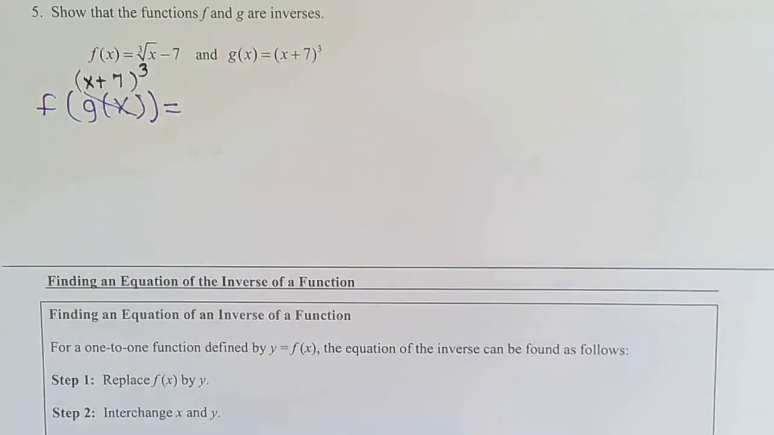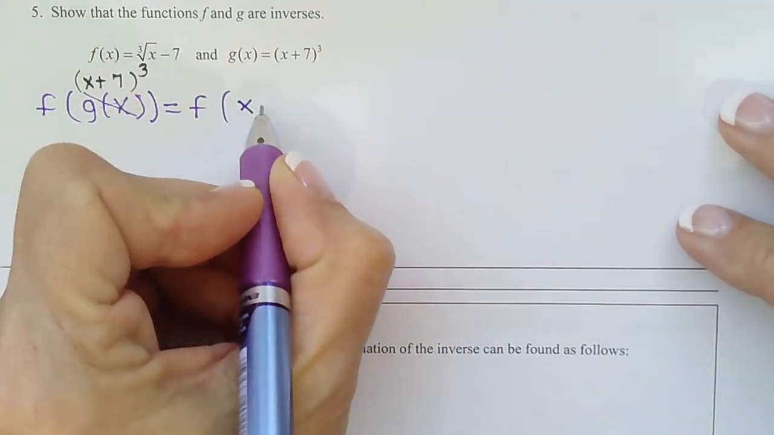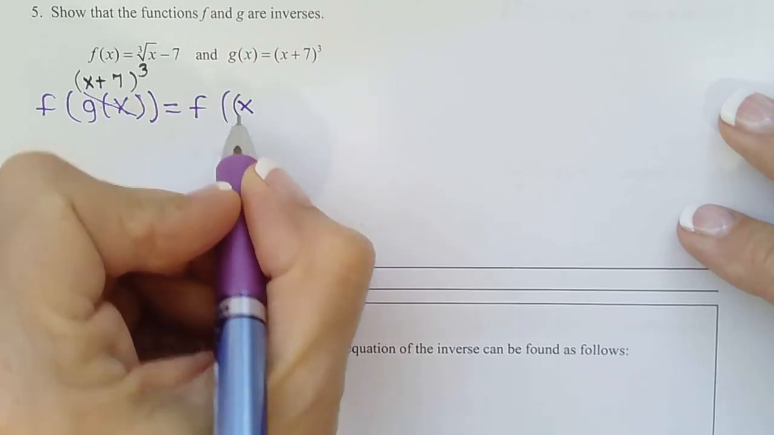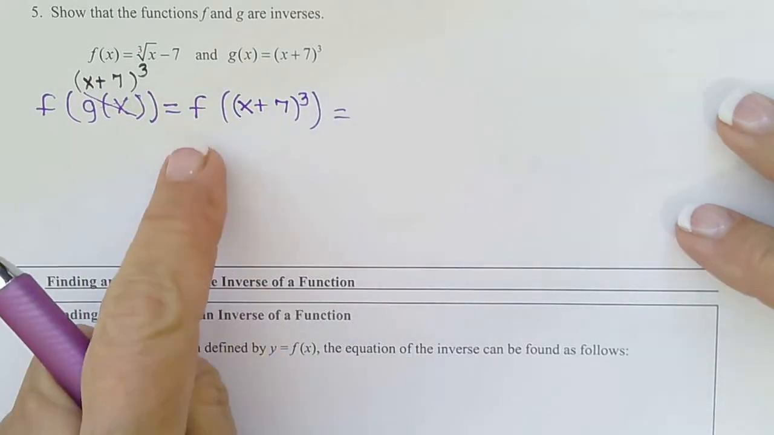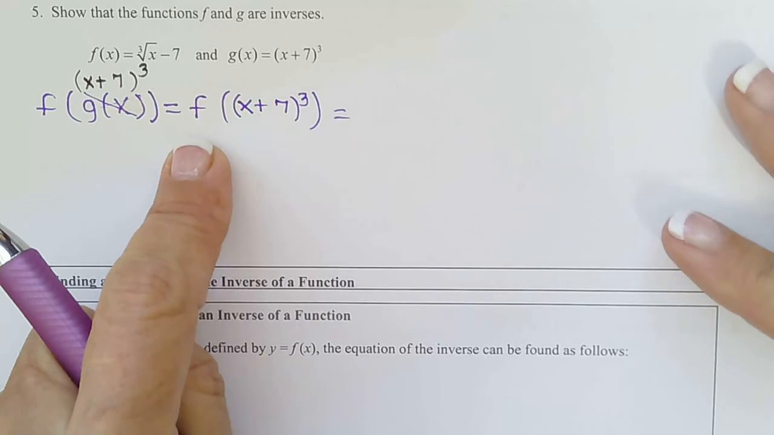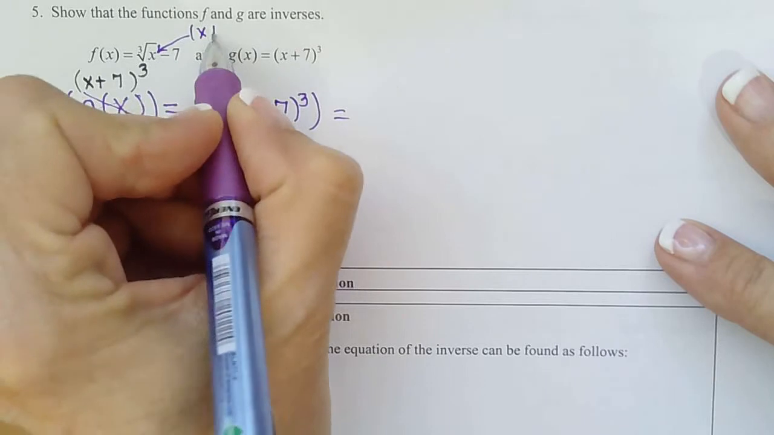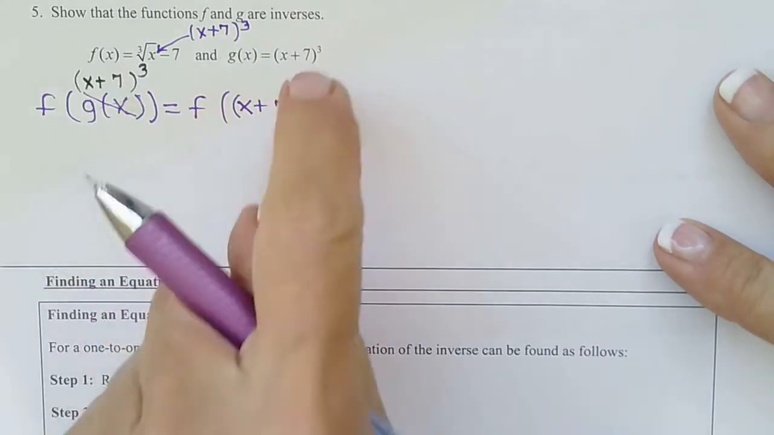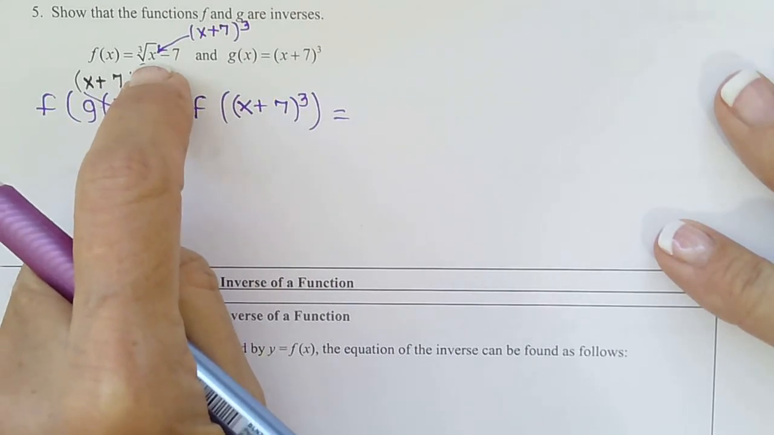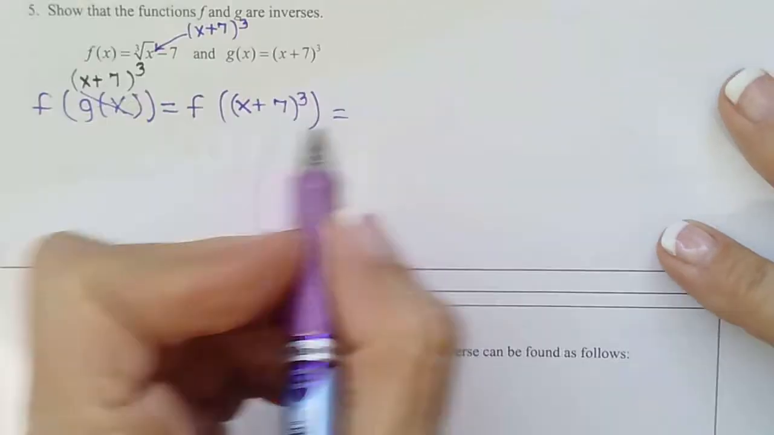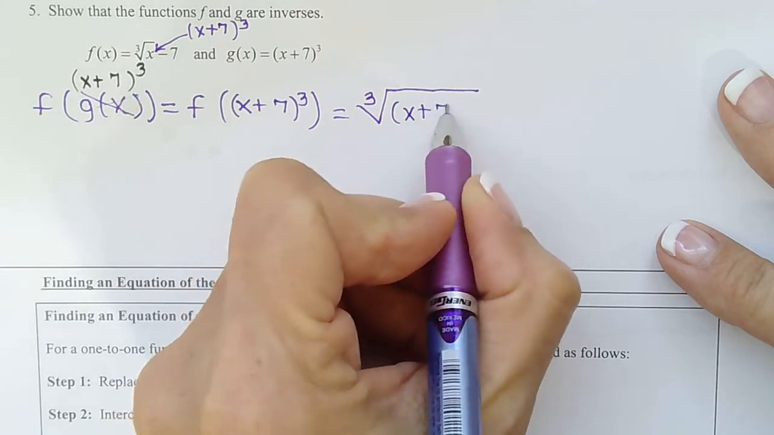So what we're really finding is what is f of (x plus 7) cubed. Whoops, I need a separate parenthesis, don't I? So this means go into f. Wherever I see an x, plug in that quantity, (x plus 7) cubed. So really what I'm doing is taking g and plugging it into f. That's why it's called a composition, and finding the new value. So this would be cube root of (x plus 7) cubed.